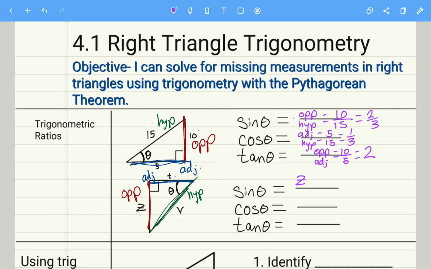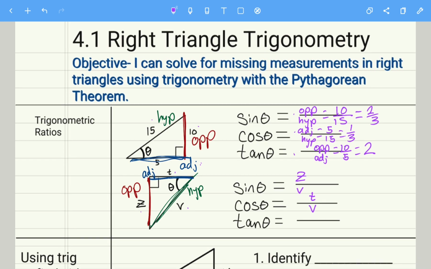Hope you caught me slacking there. And our hypotenuse is v. Cosine of our angle is the adjacent over the hypotenuse. Adjacent is t, and hypotenuse is still v. Last but not least, we have tangent, which is the opposite over the adjacent. Opposite is z, adjacent is t. So that's what your ratios look like.